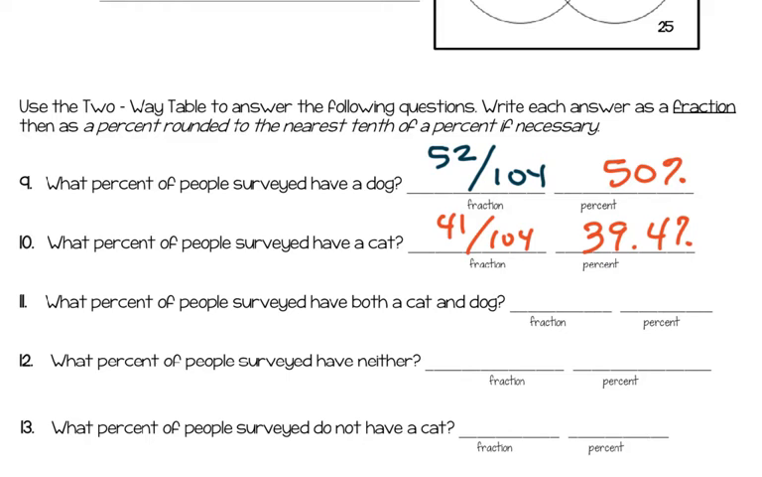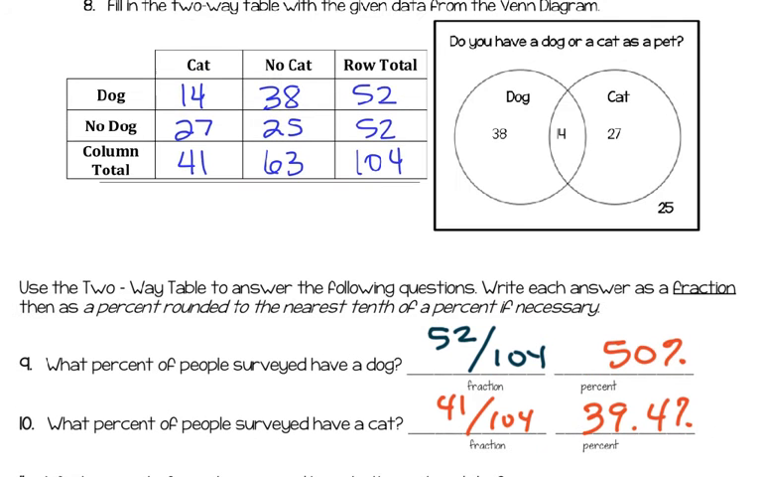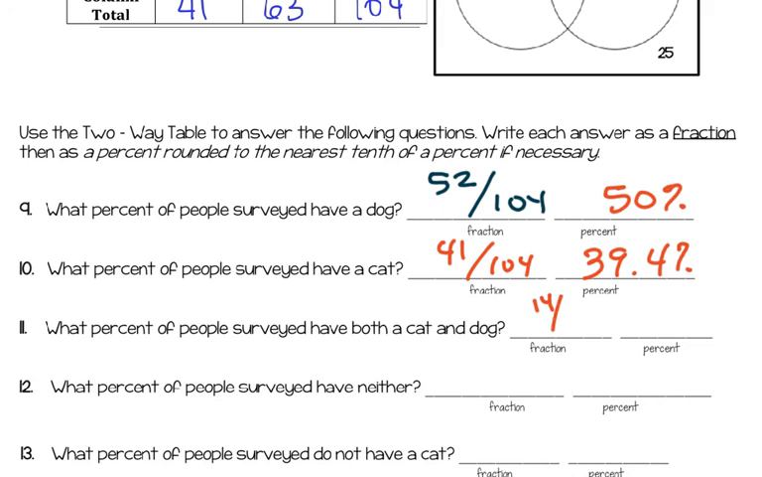Okay, the next one. What percent of people surveyed have both a cat and a dog? That's those 14 people right there, so it's 14 out of 104. And that comes out to be 13.5%. Number 12, what percent of people surveyed have neither one? That was those 25 people that have neither one. And so that comes out to be 24%.